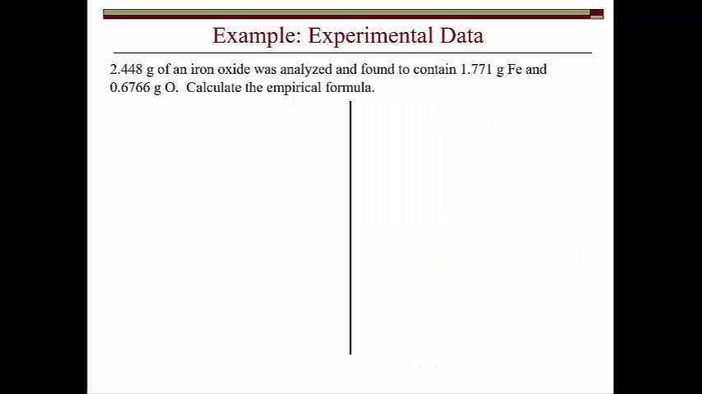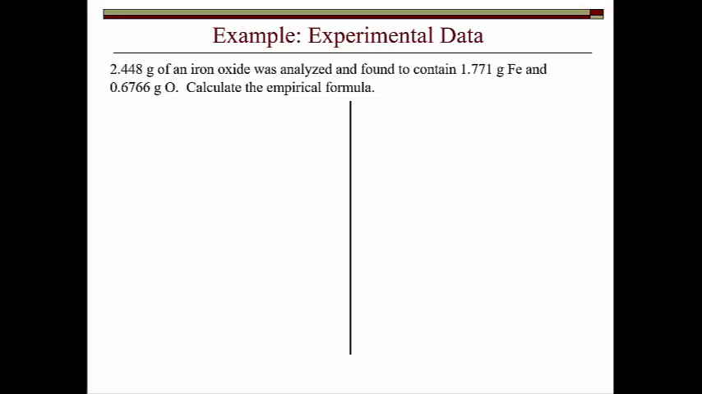It works the exact same way if you're given experimental data, except you don't have to even think about if it has a percent and making it into a mass because you're already given a mass. So here we have an iron oxide analyzed in the lab, and it was found to contain 1.771 grams of iron and 0.6766 grams of oxygen.